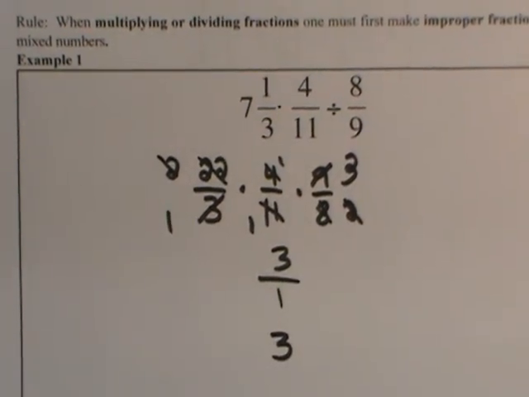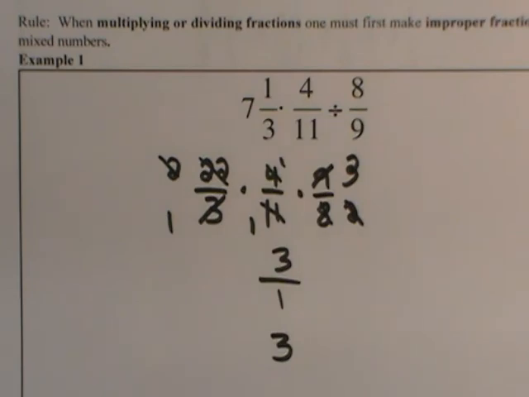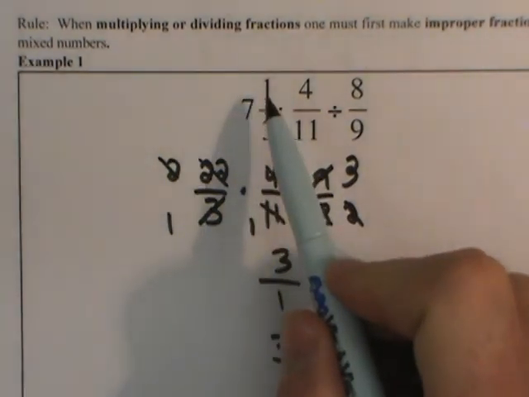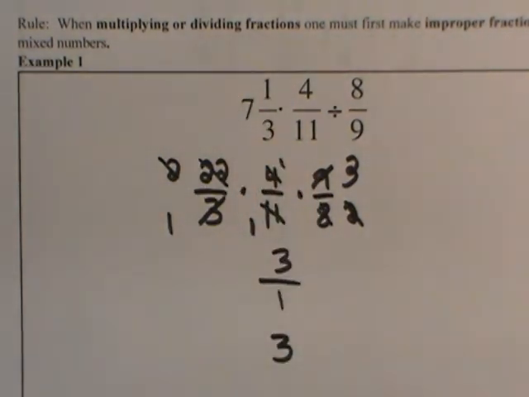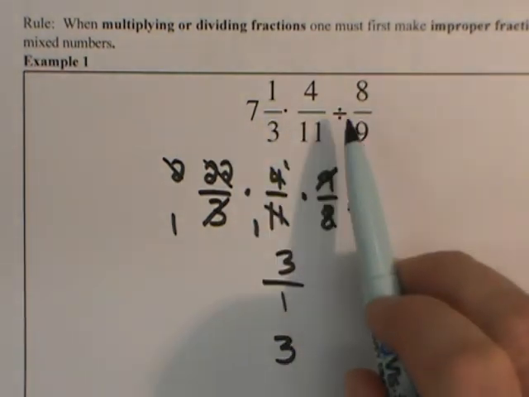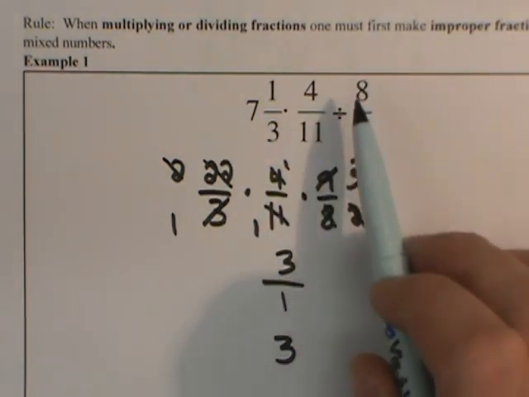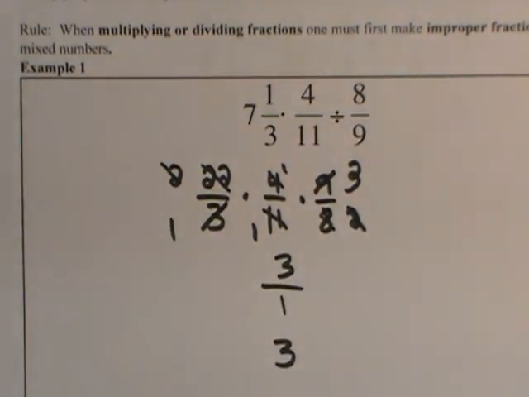So there's our first example. Keep in mind, your first step is always to take mixed numbers, make them improper, and anytime you have a division sign, you will take a reciprocal of the value that follows. Example 1, multiplying and dividing fractions and mixed numbers.